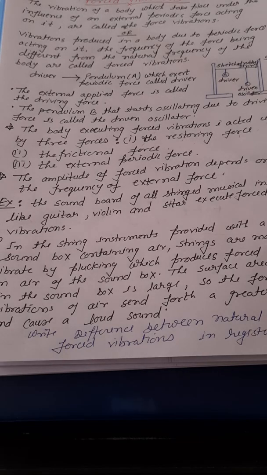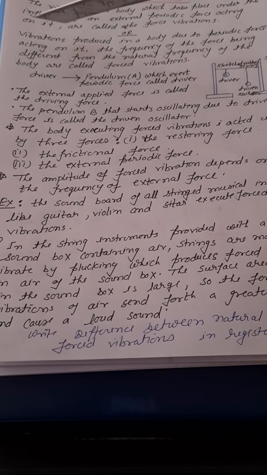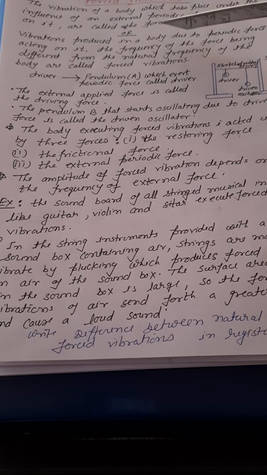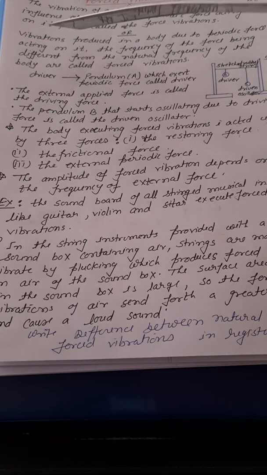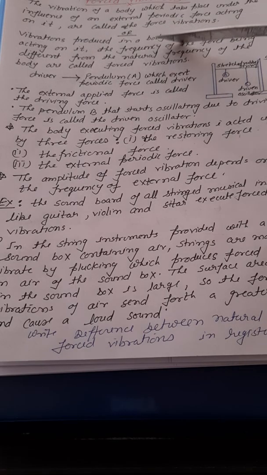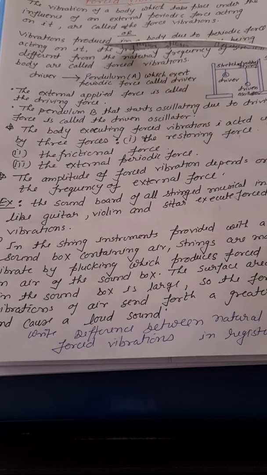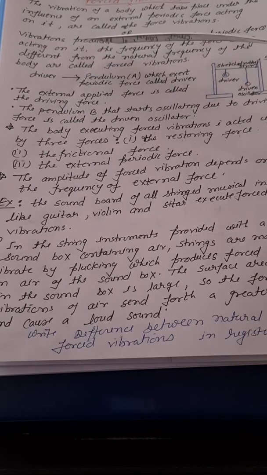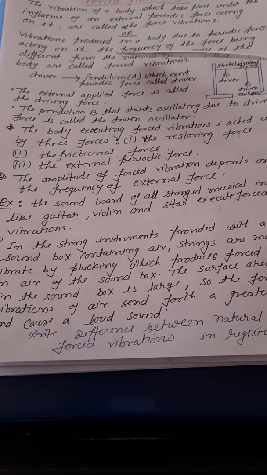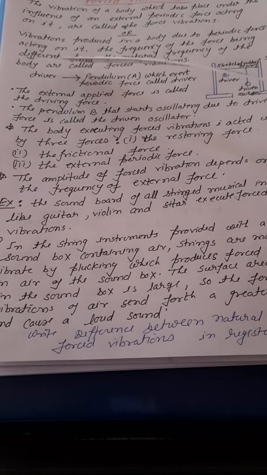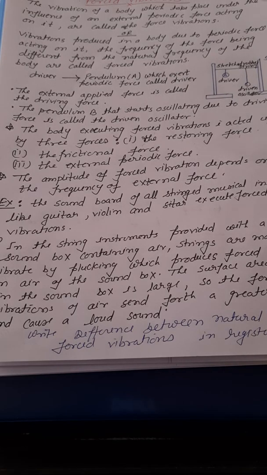The vibration of a body which takes place under the influence of an external periodic force acting on it are called forced vibrations. Or you may define it this way: vibrations produced in a body due to a periodic force acting on it, the frequency of the force being different from the natural frequency of the body, are called forced vibrations. Yes, this is a very important line.